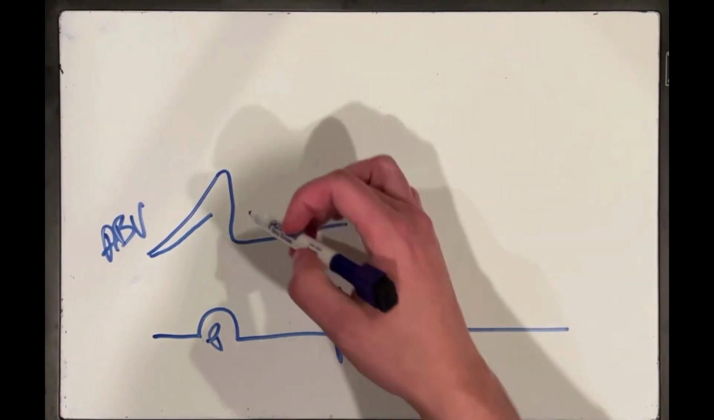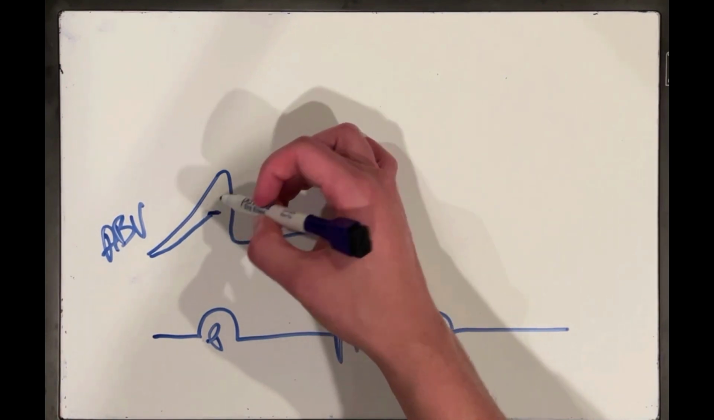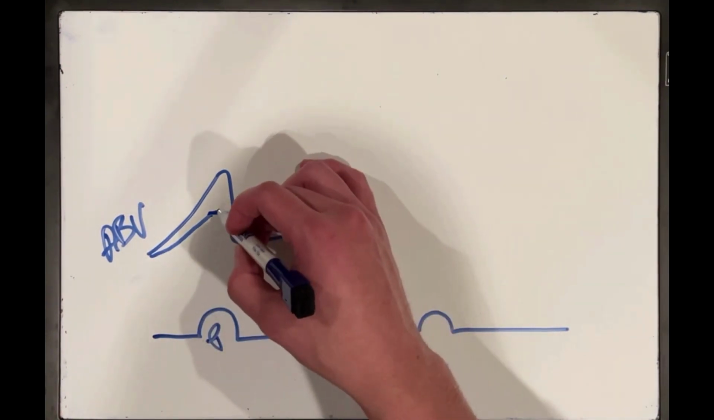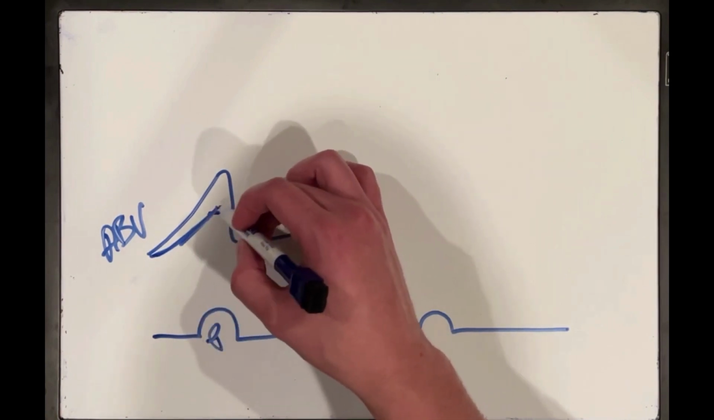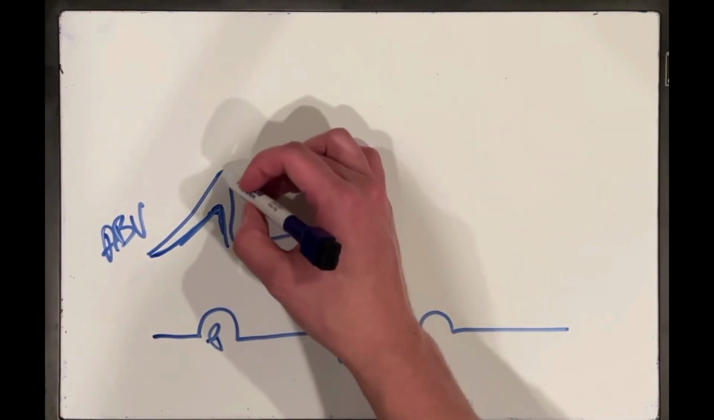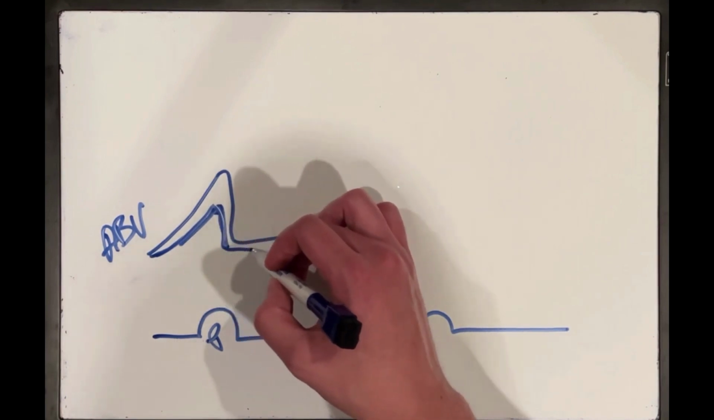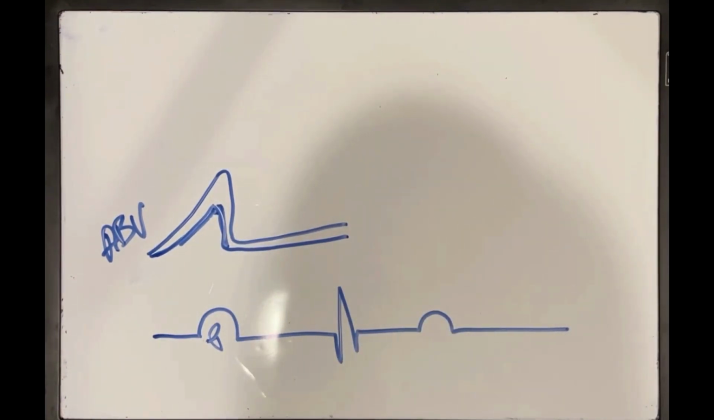And because your atria only fill for so much time and you've got that reduced rate, you will also have a reduced amount of blood volume. So instead of looking like this one, like a normal heart, we'll see more of this blood volume concentration.